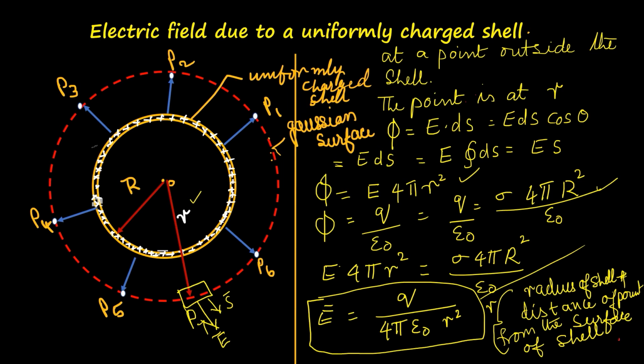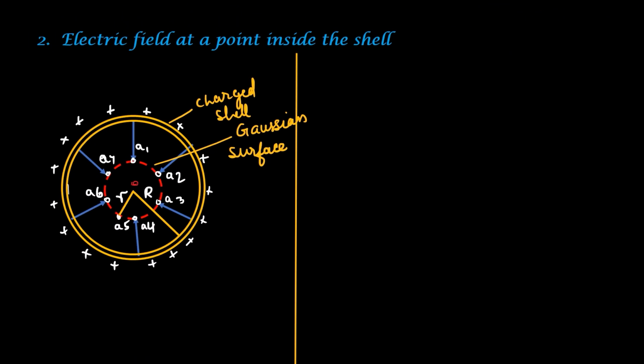Now we will pass on to the next topic. Now let us see electric field inside a uniformly charged shell. What does it mean? Distance of the point small r is less than the radius of the shell capital R. This is the uniformly charged shell. The point is inside the shell. I have shown several points which are all equidistant from the inner surface of the shell. The distance of these points from the center of the shell is small r. The radius of the shell is capital R.